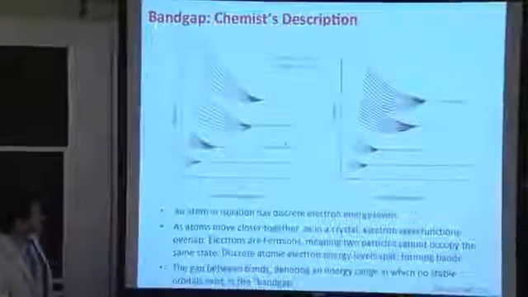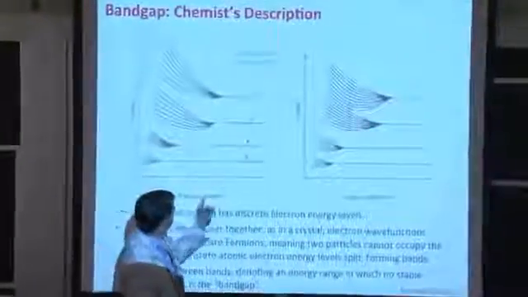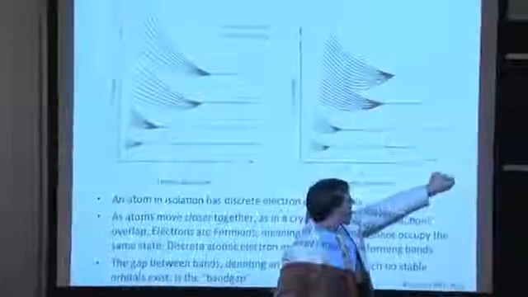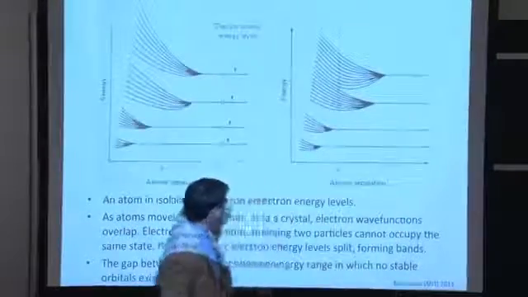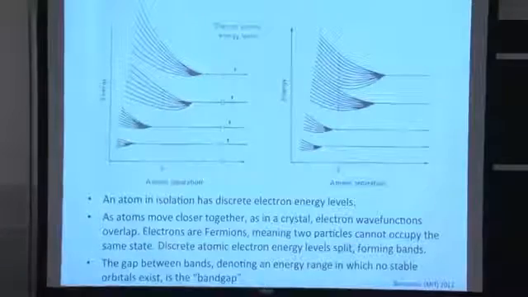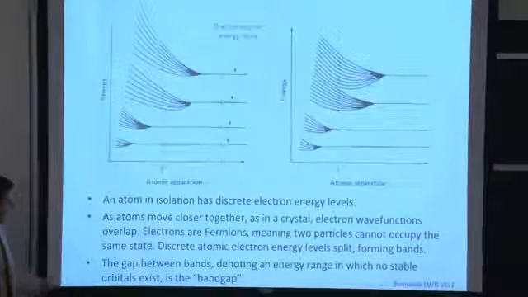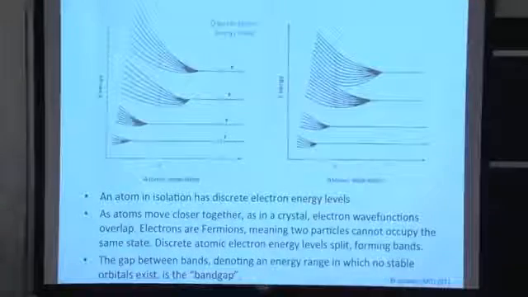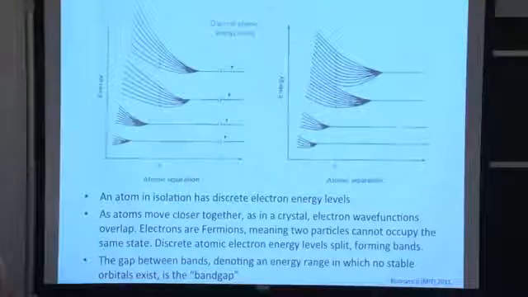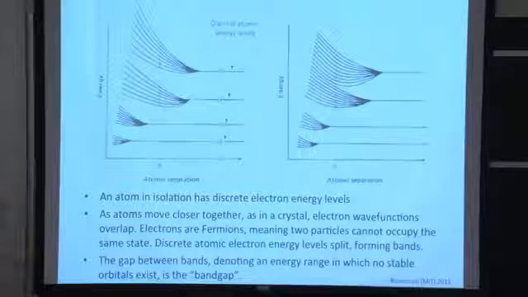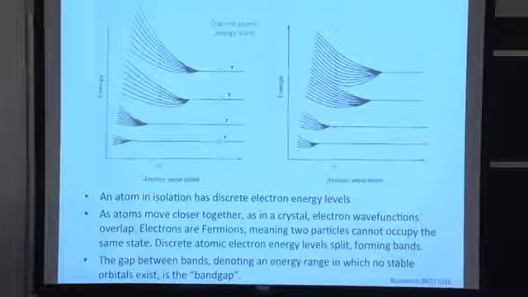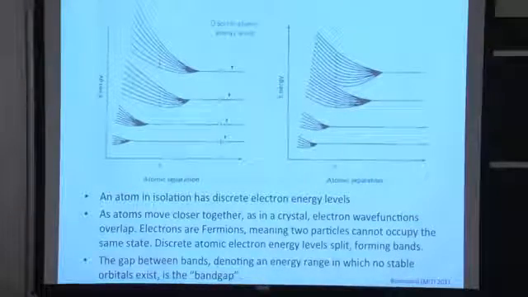An atom in isolation has discrete electron energy levels. And on this diagram right here, it's represented with this D, the atomic separation, being way out here. We have discrete energy levels. And that we can remember from our basic physics, especially the hydrogen atom. As atoms move closer together, as in a crystal, where you have a regularly repeating arrangement of atoms, the electron wave functions begin overlapping. And since electrons are fermions, meaning that two electrons can't occupy the same state, you have a splitting of those energy levels forming bands.